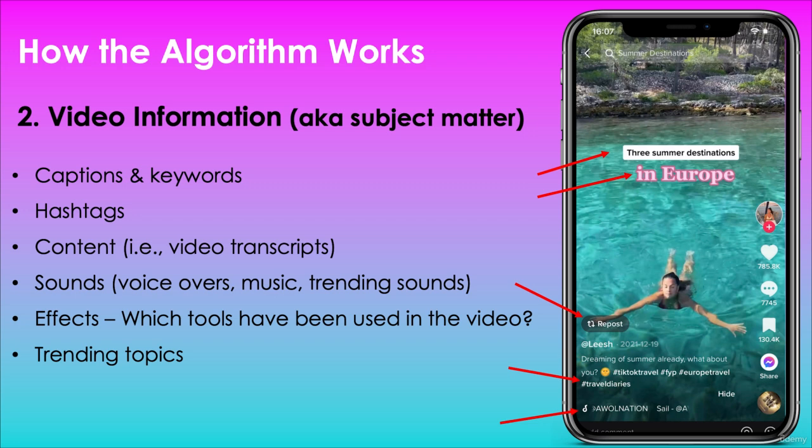We also have content, for example, videos transcripts. TikTok will analyze the transcripts and identify any keywords or patterns. We also have sounds, for example, voiceovers or music and trending sounds. The algorithm will pick up on any trending sounds or music used in the video for sure. Effects, which tools have been used to create the video, and last but not least, trending topics. The algorithm will know if the video is a viral challenge or a viral topic.